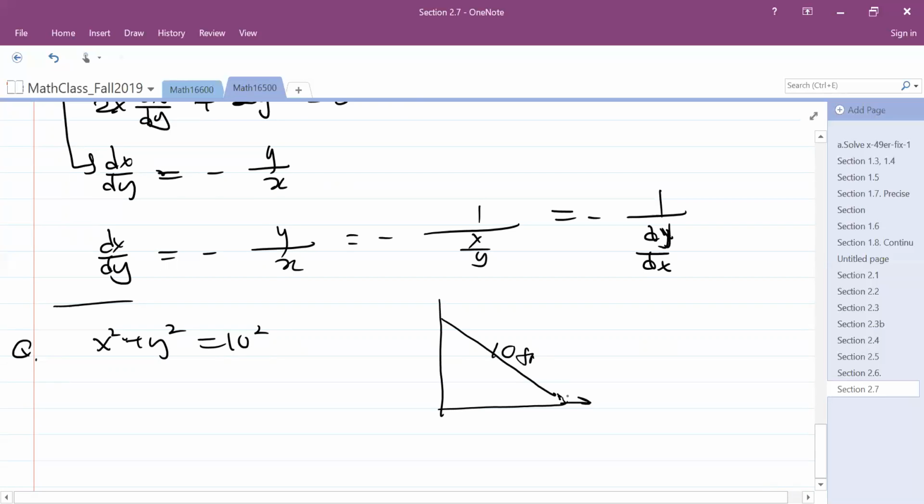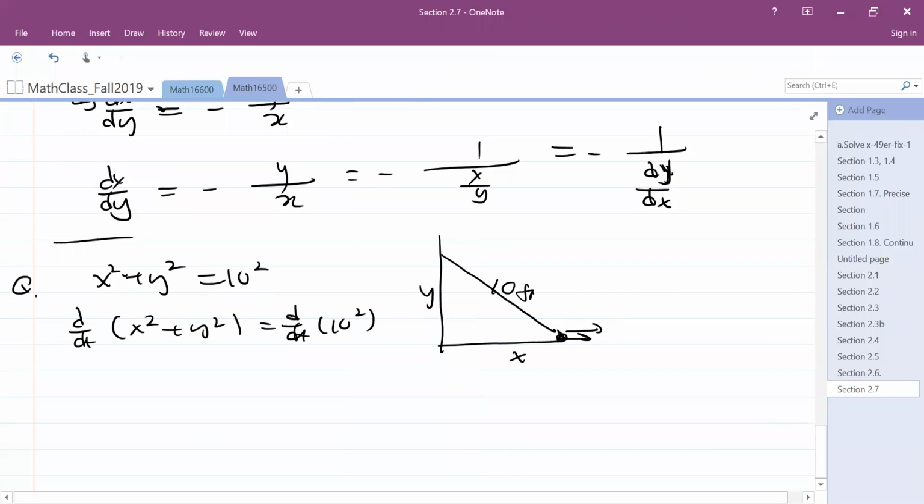This is 10 feet. If this is x, this is y, maybe x changes with respect to t. So x increases as time passes. In that case, x depends on time t, and since y and x are related, y also depends on time t. When t changes, the y value changes. In that case, you just differentiate both sides with respect to t, not x, not y. If you do it like that, it's implicit differentiation, okay?